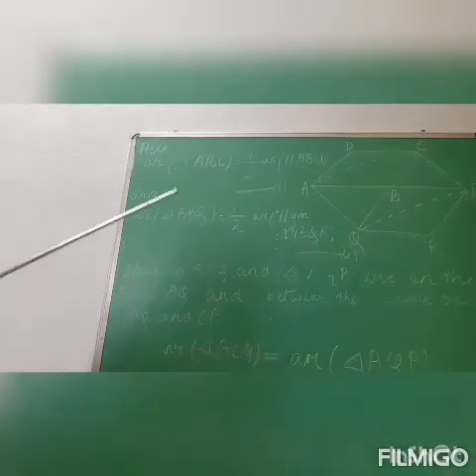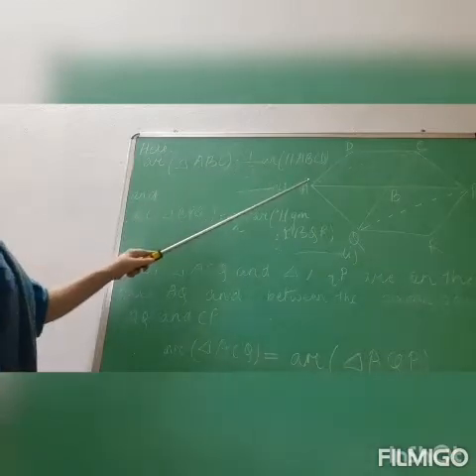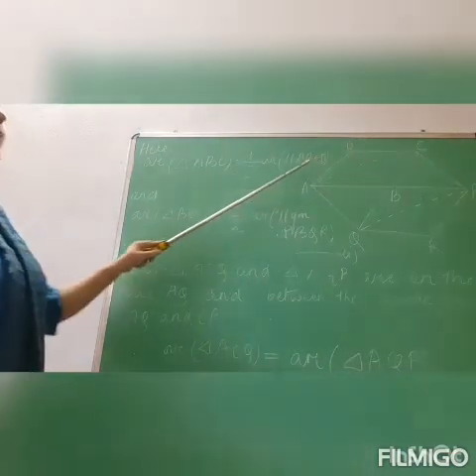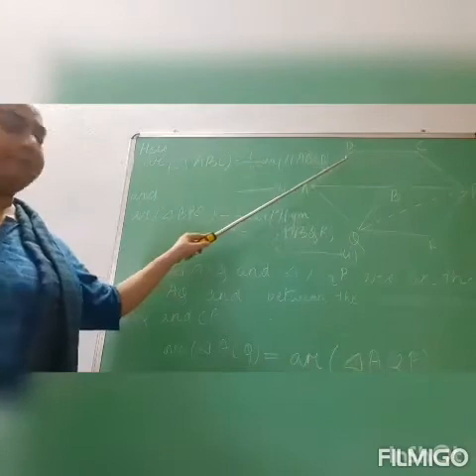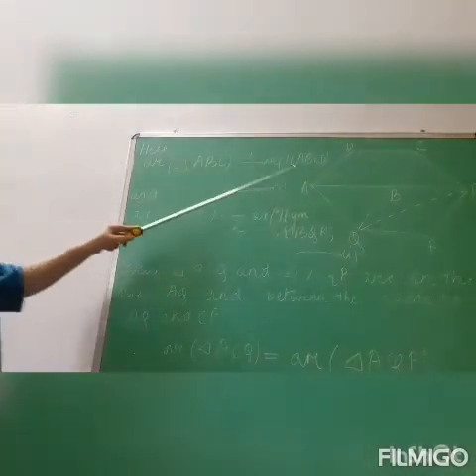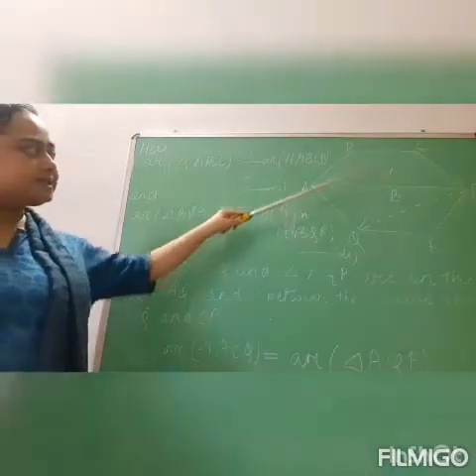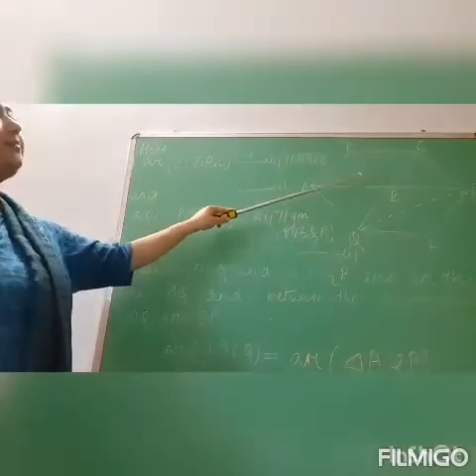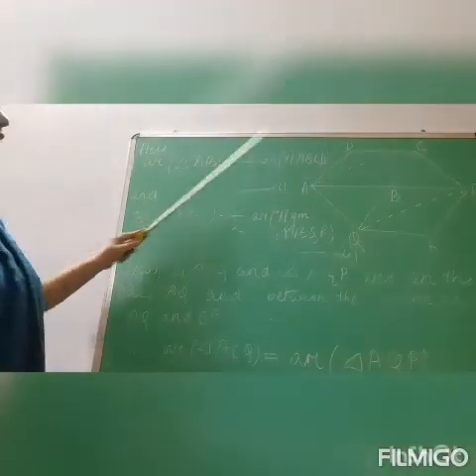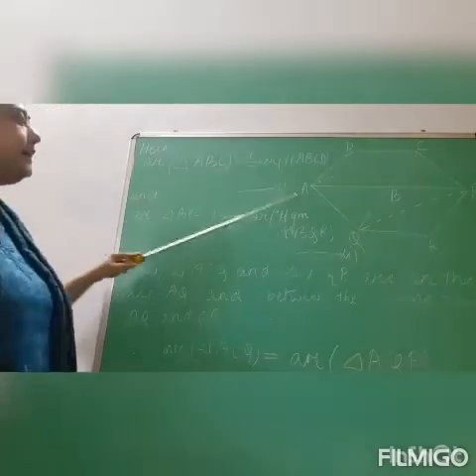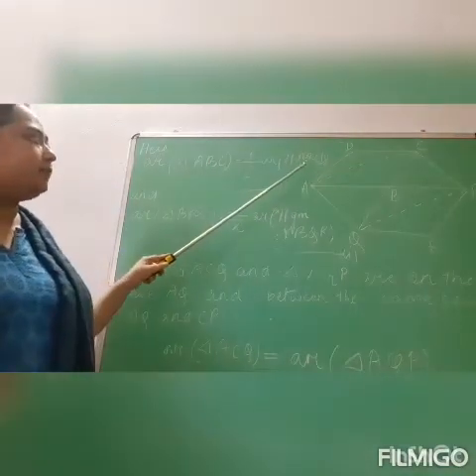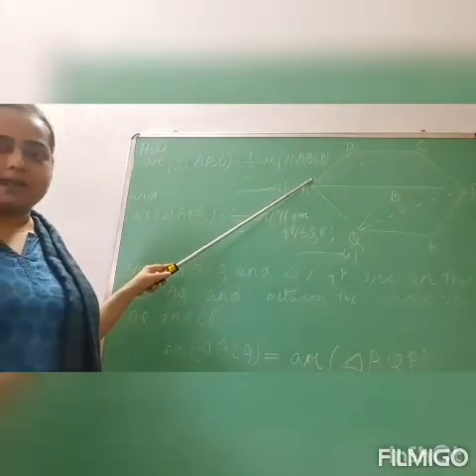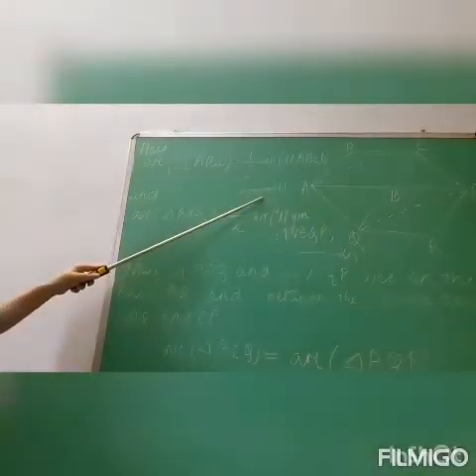Now, see here in the proof, triangle ABC and the parallelogram ABCD lie on the same base BC and between the same parallels BC and AD. Therefore, I can say that the area of triangle ABC is half the area of parallelogram ABCD. I will keep this one as equation number 1.